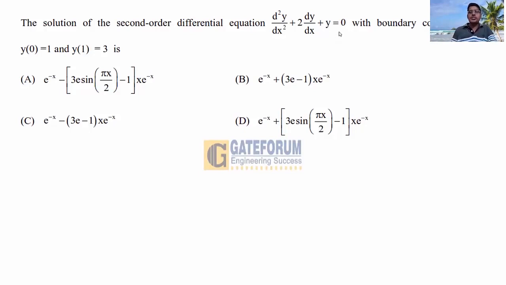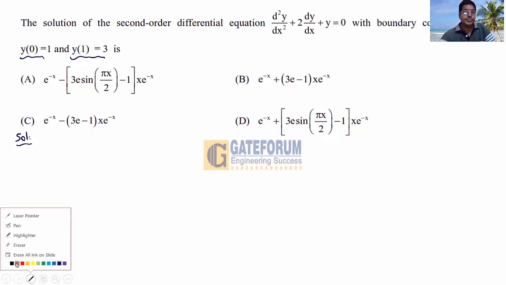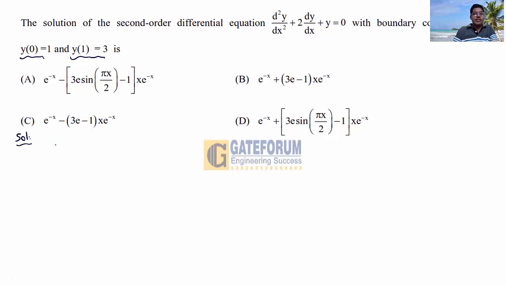Whenever the right side is 0, the solution is called the complementary function. Boundary conditions are given to determine the arbitrary constants c1, c2. So the first step is to write the auxiliary equation, AE for short. The second derivative is replaced by m square, the first derivative is replaced by m, and the y term is replaced by 1. So the last term is 1, equal to 0. That is, in operator form f of capital D, put D equal to m.